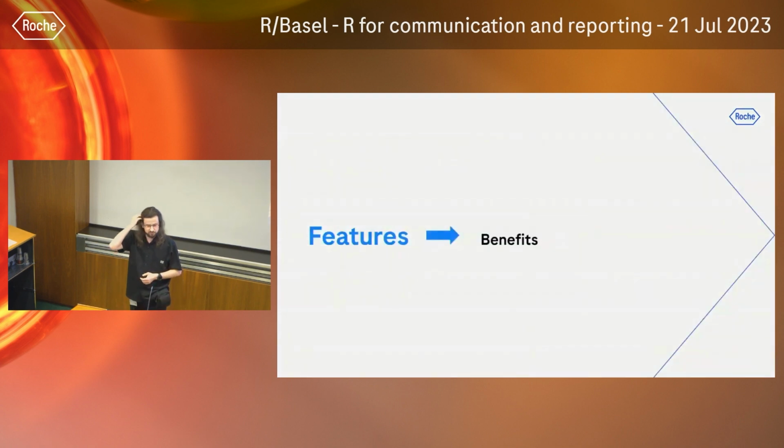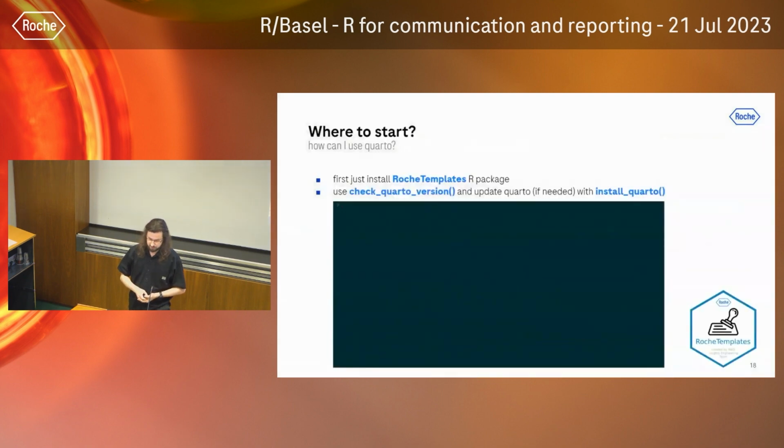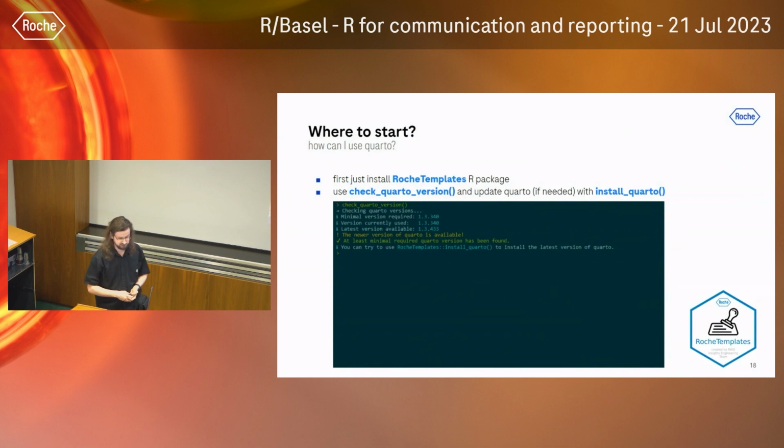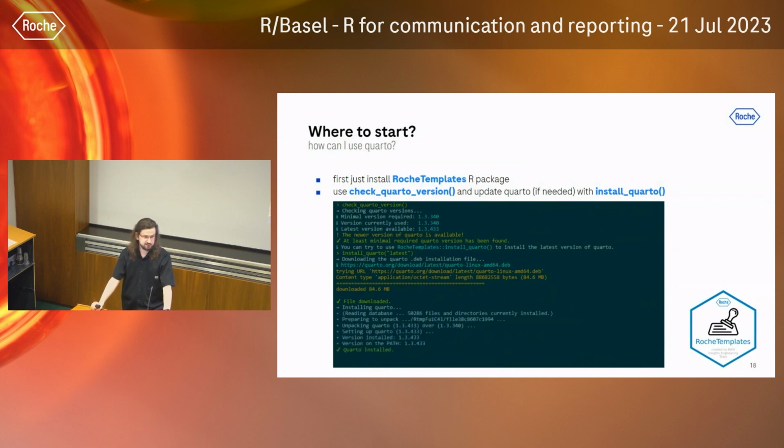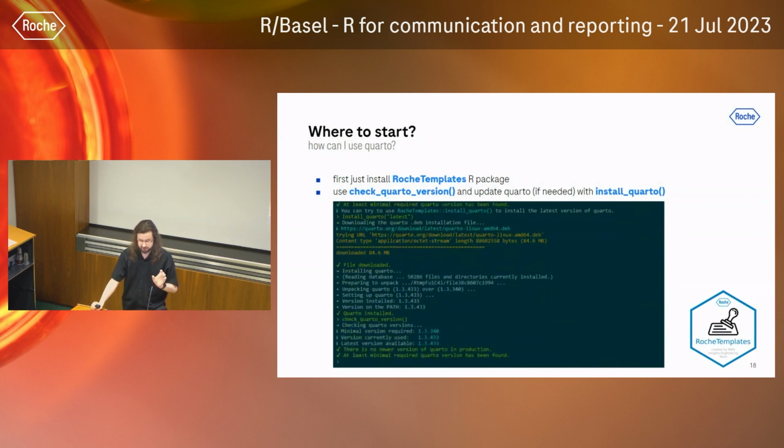So what the Roche templates package can do for you? It shows you how to start. You just need to install the package. You will also need a proper minimal version of Quarto available in your container. If you are not sure if such version of Quarto is available to you, you just use the check Quarto version function from the Roche templates package.